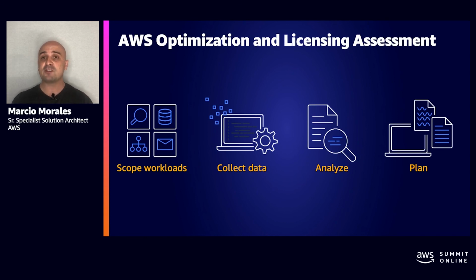Then AWS or an AWS APN partner is going to run the migration evaluation tool. It's going to collect data and run an assessment on your environment. And then the AWS partner or AWS is going to analyze this data with you and generate a plan for migration. The OLA is great because we can identify with you all the licenses you already have and already purchased, and how you can use them at AWS.